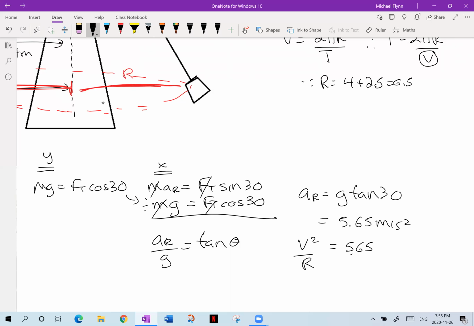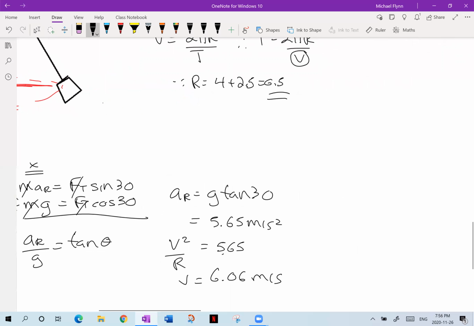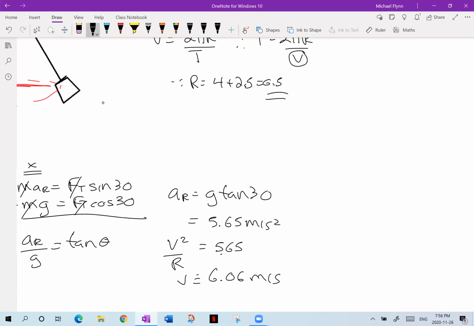Now, what do I do with that? Well, solve it for v. So I'm going to multiply that by R, and we already got R is 6.5. We got it up there. So let's multiply by 6.5, and then take the square root. And I get speed equals 6.06 meters per second. Now I'm going to store that number in memory, the unrounded number. I rounded that a little. So these are approximate values.